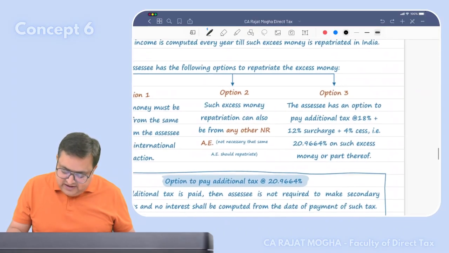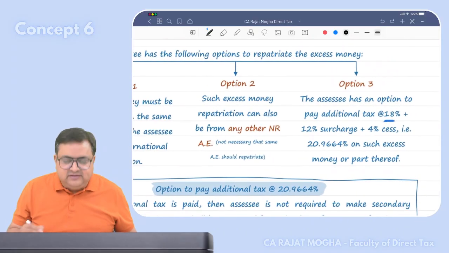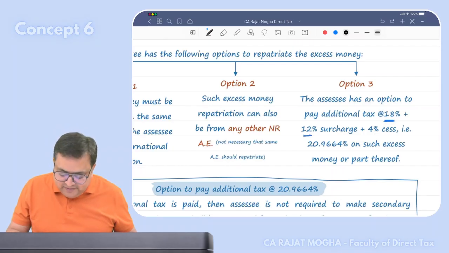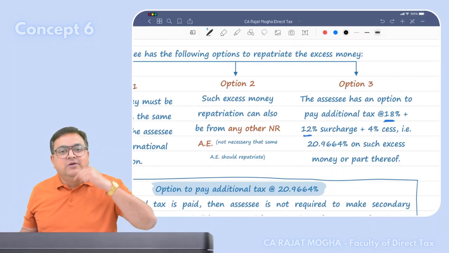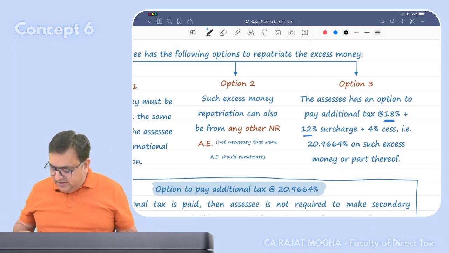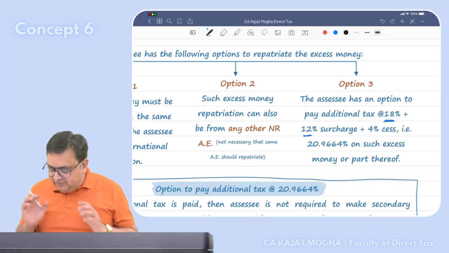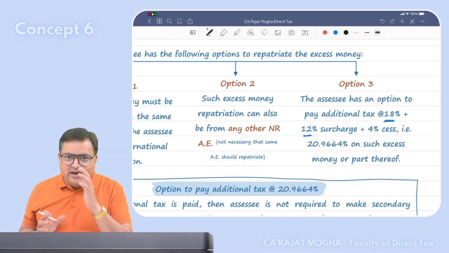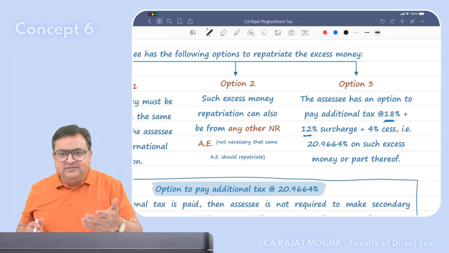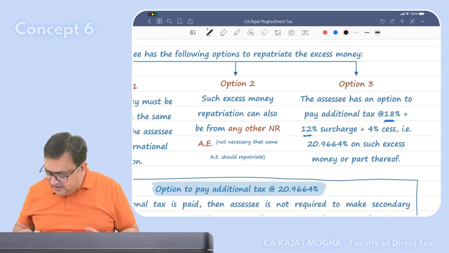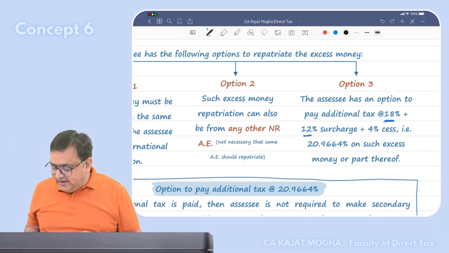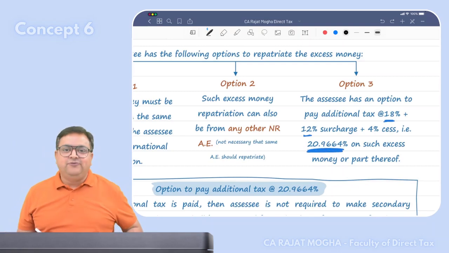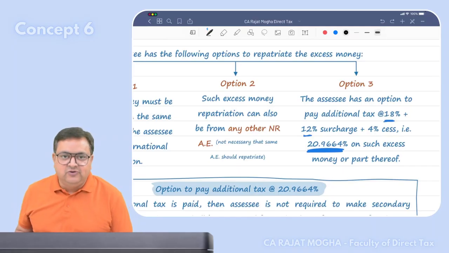How much is the additional tax? 18% tax plus 12% surcharge. So 18 plus 12%. 12% on what? 12% on 18. So how much will it become? 18 plus 12% will become 20.16. Correct? 20.16. Can you calculate it in your calculator? Plus 4% cess, obviously, plus 4%. How much will it become? 20.9664. You have to pay additional tax on the excess money.